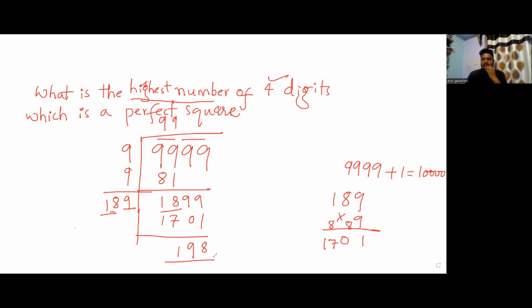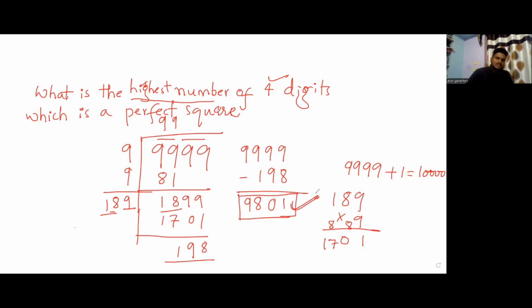I'll get 198. So what should be subtracted from my given number? 198 should be subtracted. So 9999, I have to subtract 198 from it. What will I get? What is the highest number of 4 digit which is a perfect square? 9 minus 8 is 1. 9 minus 9 is 0. 9 minus 1 is 8. 9 minus 0 is 9. So my number which is a perfect square and also has 4 digits is 9801.